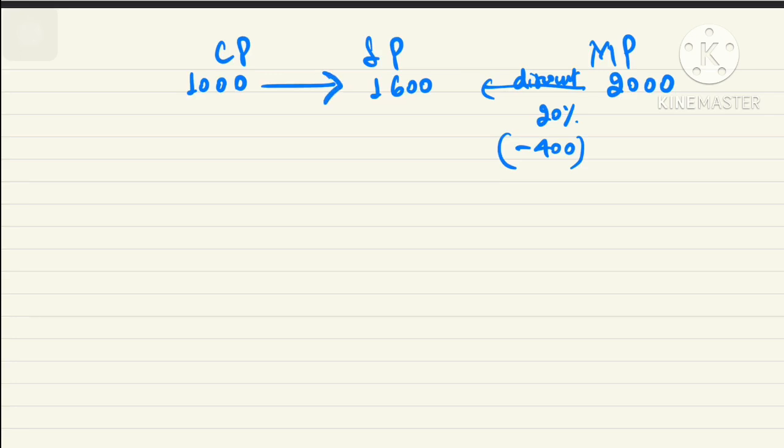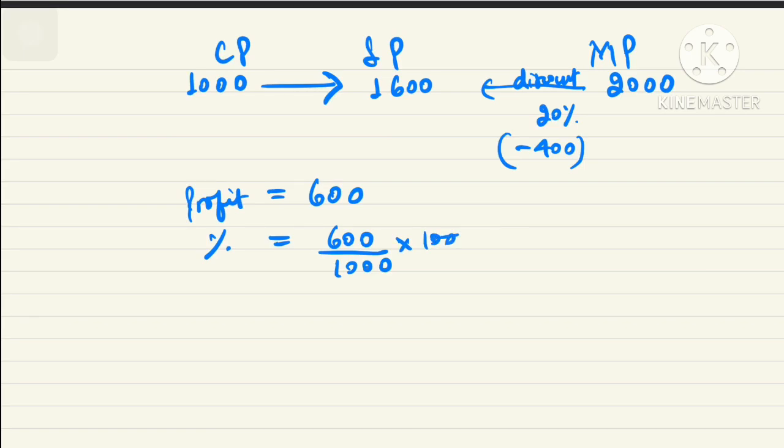So what will be the profit here? Profit will be 600. And if you want to know the percentage, what will be the percentage? Percentage will be 600 upon 1000 into 100. So it will give 60% profit, right? Here we need to understand a very important note, that profit and loss are always calculated on cost price, right?